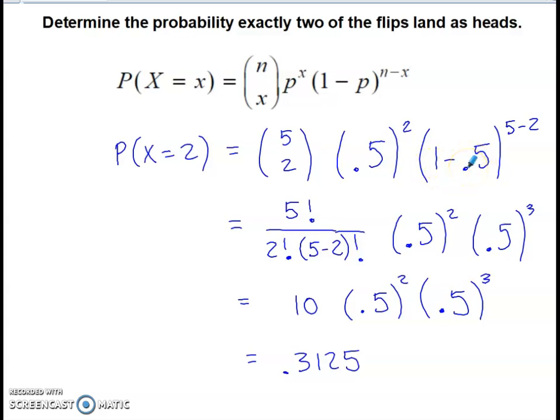Now for flipping a coin, the probability of landing heads and the probability of landing tails would be the same. Now if this was like guessing on a multiple choice question and the probability of guessing correct was 0.25 because there were 4 options for you to choose from, this would be 0.25, and then 1 minus 0.25 would be 0.75. This base right here is the probability of failure. In our case, the probability of heads and the probability of tails is the same, so for this particular problem they both end up being 0.5, but this is the probability of failure in this set of parentheses.